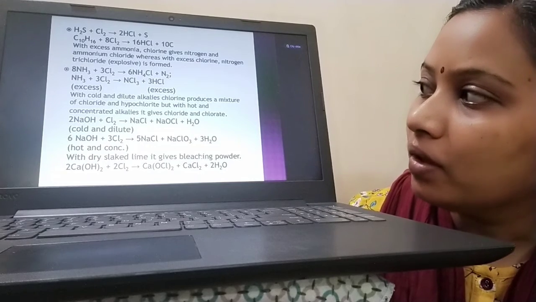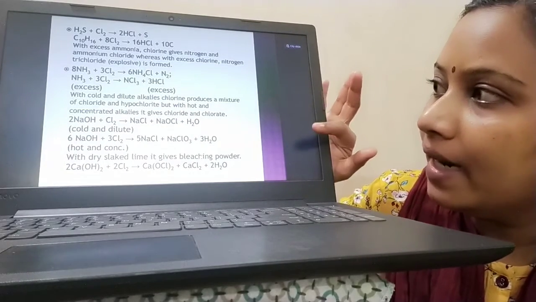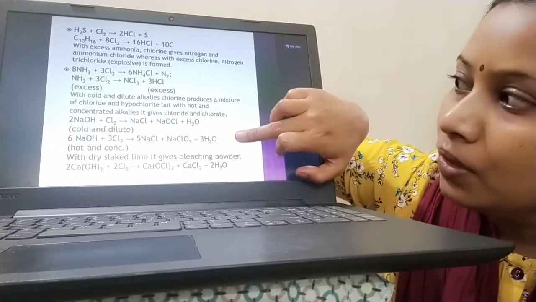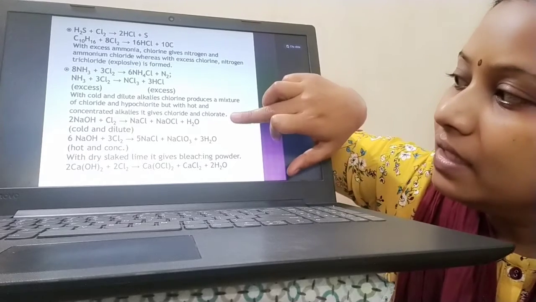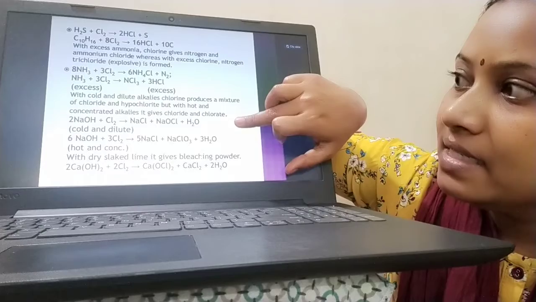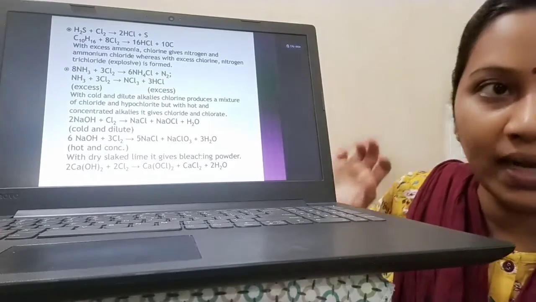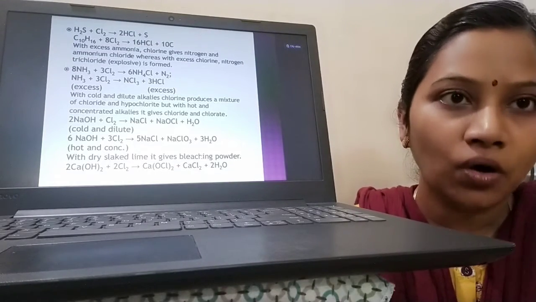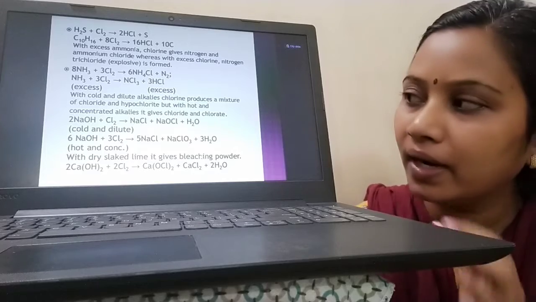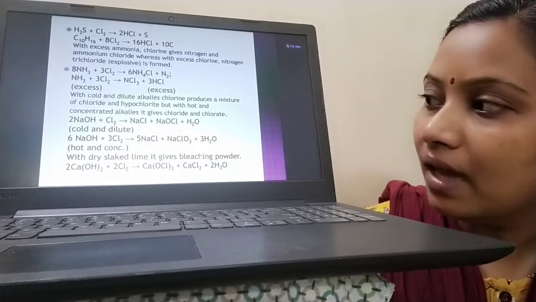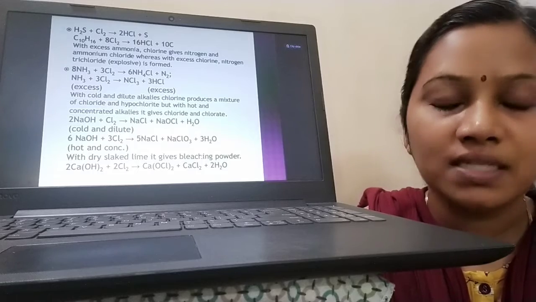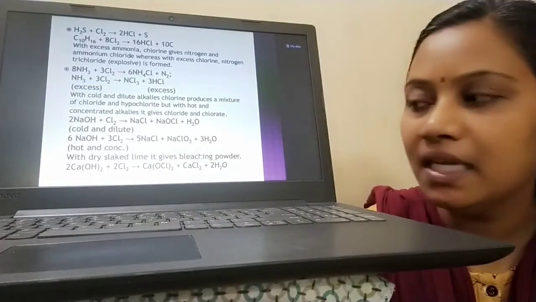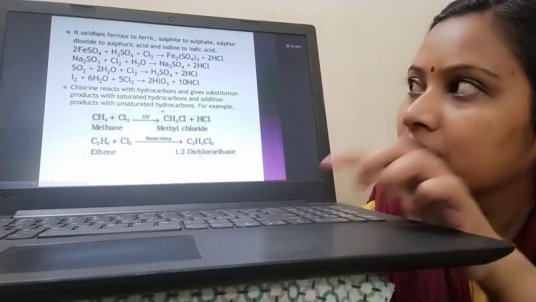Okay. So with concentrated hot alkali, it gives chloride and chlorate. With dilute and cold alkalis, it gives chloride and hypochlorite. Chloride and hypochlorite with cold dilute alkalis. With hot concentrated alkalis, it gives chloride and chlorates. Done. Now the last reaction is with slaked lime, which is nothing but calcium hydroxide. With calcium hydroxide, it gives bleaching powder, which is CaOCl2. So it gives bleaching powder.